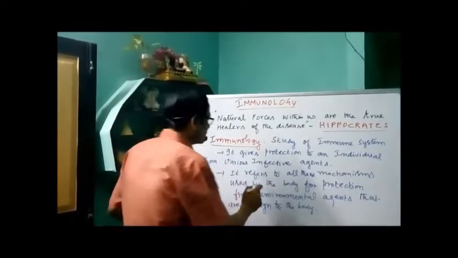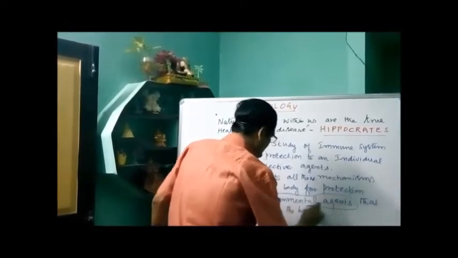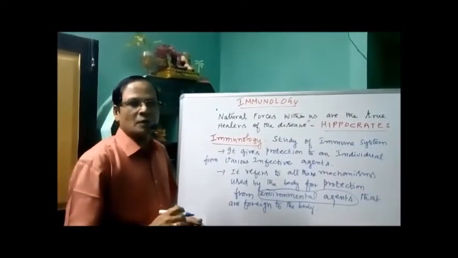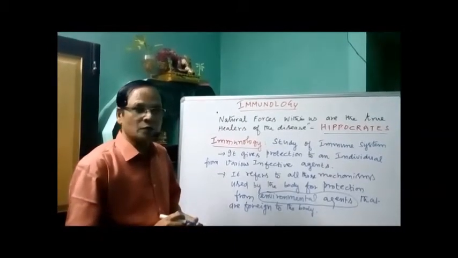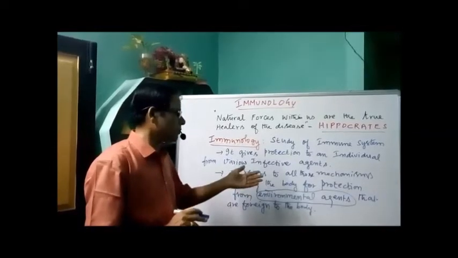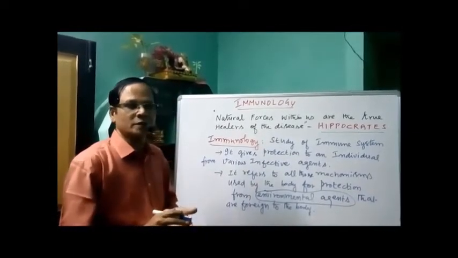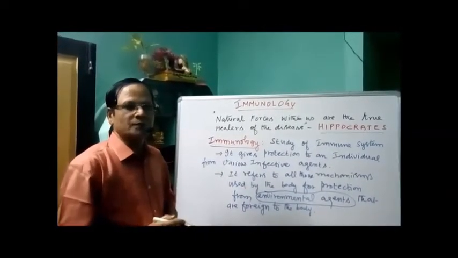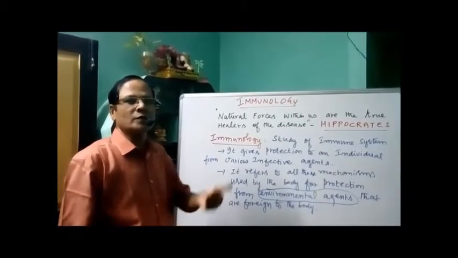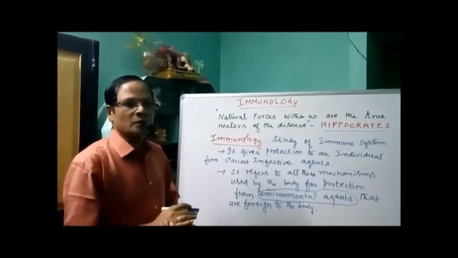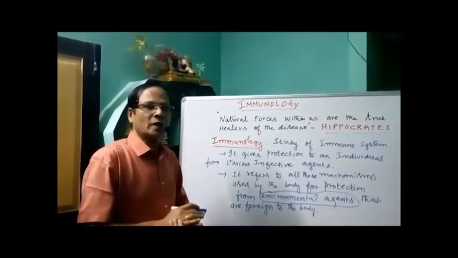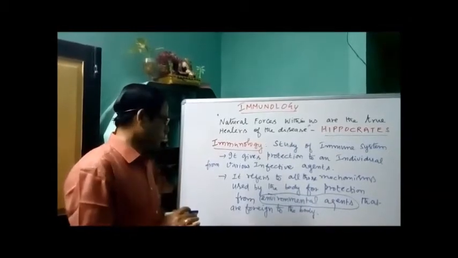Now, what do you mean by environmental agents? It may be in the form of microorganisms or their products, even food, drugs and chemicals. These are all called environmental agents. Mainly the microorganisms, the toxic products, the food items, the drugs, the chemicals, even the pollen grains also. Because pollen grain infection causes hay fever, a type of fever.